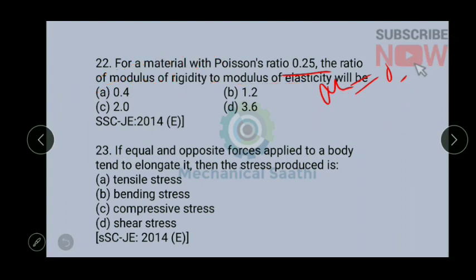Then moving towards question number 23, if equal and opposite forces are applied to a body, I think this question is repeated again, so option A is the correct answer, that is tensile stress. So let us check, in both question number 22 and 23, option A is the correct answer.